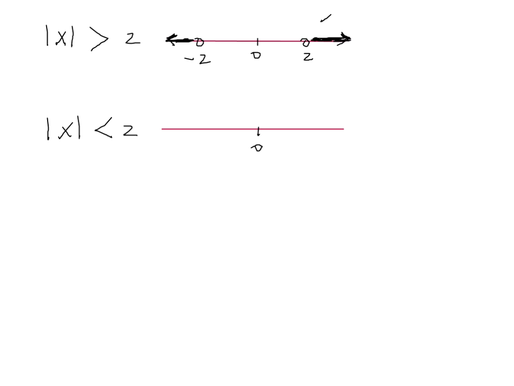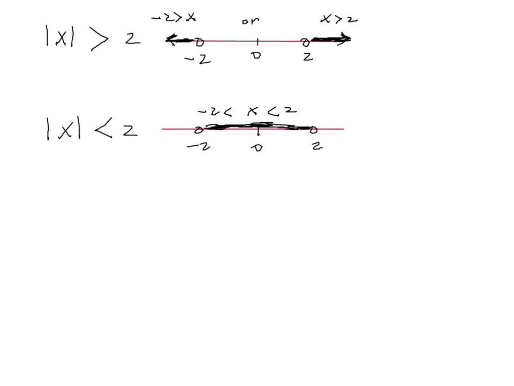So that corresponds to all the numbers that are larger than 2 or all the numbers that are less than -2. But if I have absolute value of x is less than 2, it means all the numbers that are less than 2 units away from 0. So that corresponds to these areas here, so all the numbers in between 2 and -2. Again, we talked about interval notation. Please make sure that you know how to do that because we're going to see this on the exam.